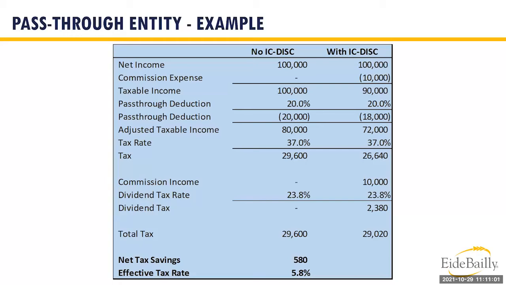So our tax has been reduced by $580 in this example as a result of implementing an IC-DISC in the structure. Or you could look at that as being 5.8% of the commission amount.